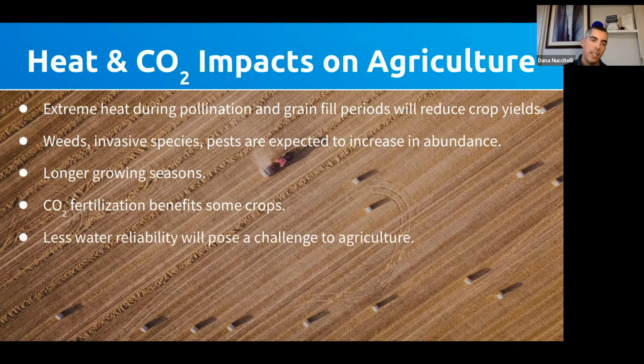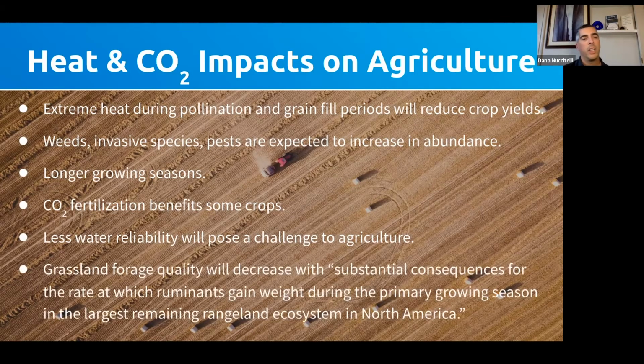On the other hand, there is less water reliability because this particular region already has kind of unstable weather. It tends to shift from droughts to floods pretty frequently. And so both of those droughts and floods are going to worsen in a climate change world. And so that poses a challenge to agriculture when you have this increasingly unreliable weather in a region that already has relatively unreliable weather. And also the forage quality of grasses decreases as temperatures get higher.